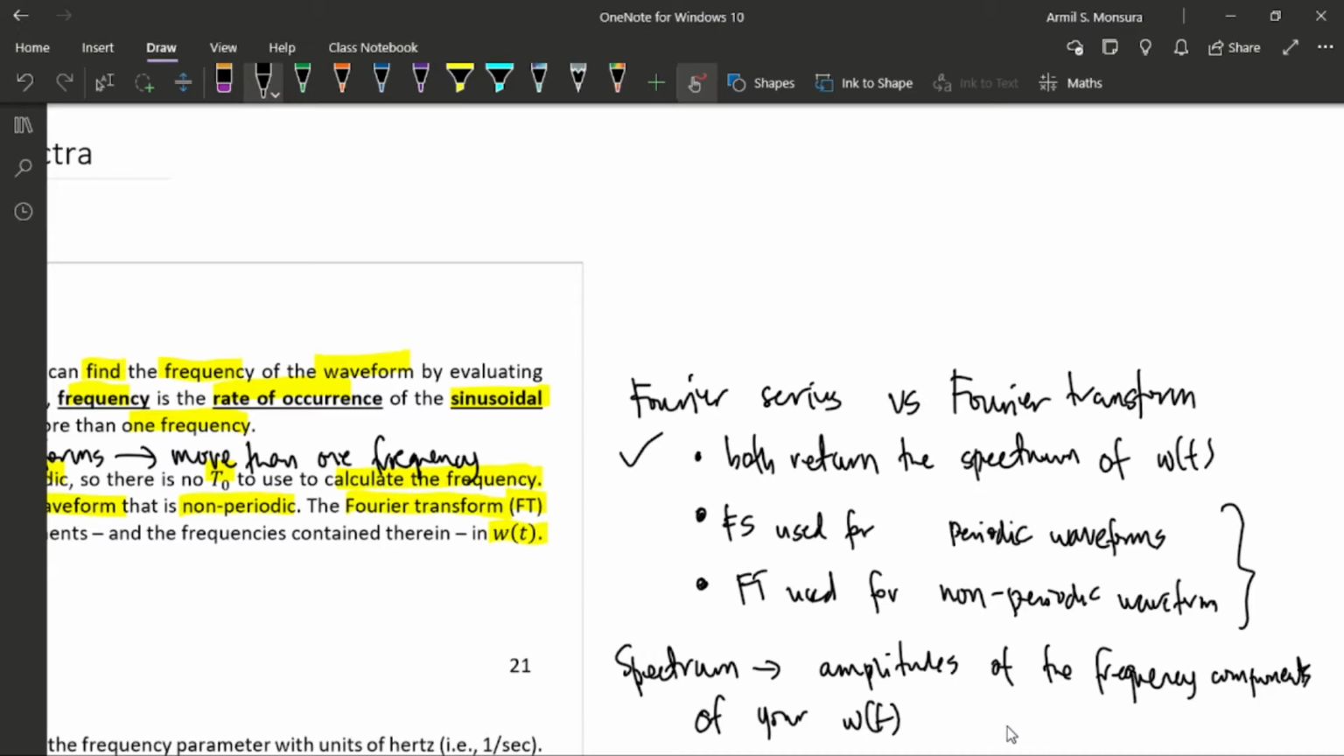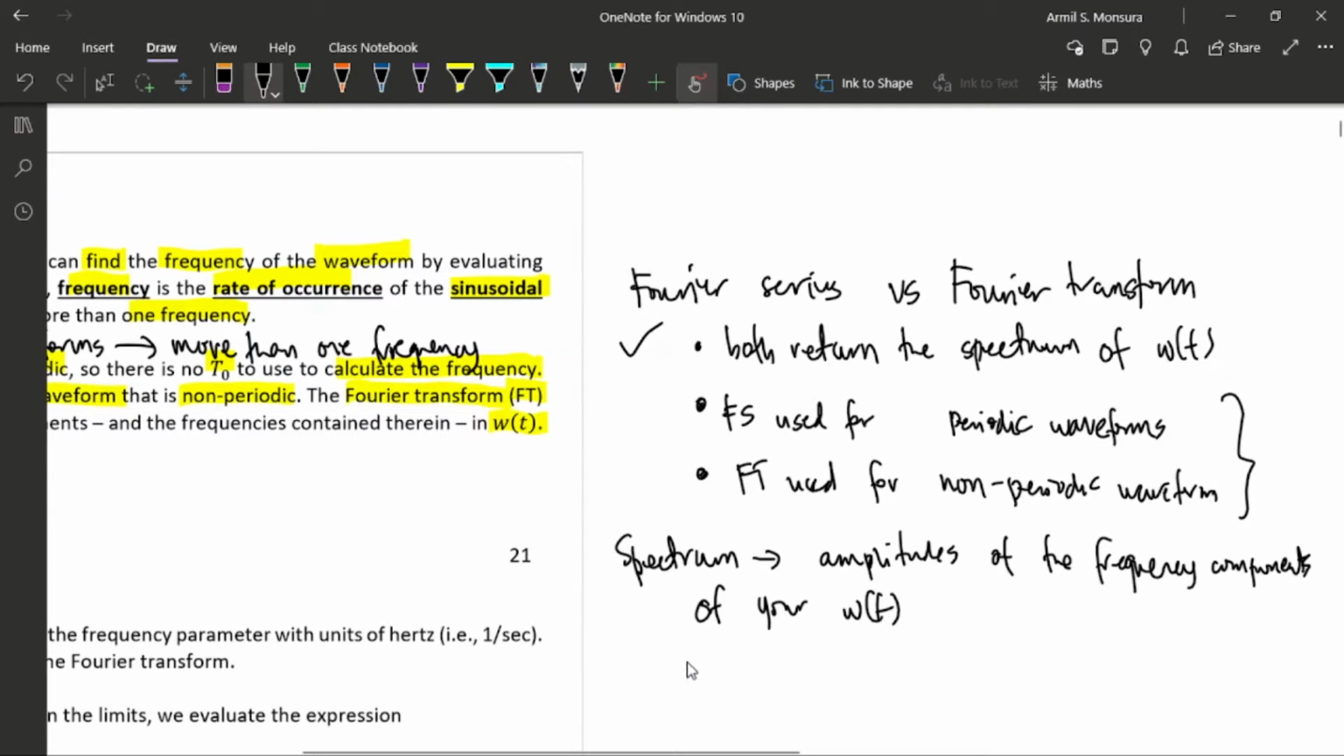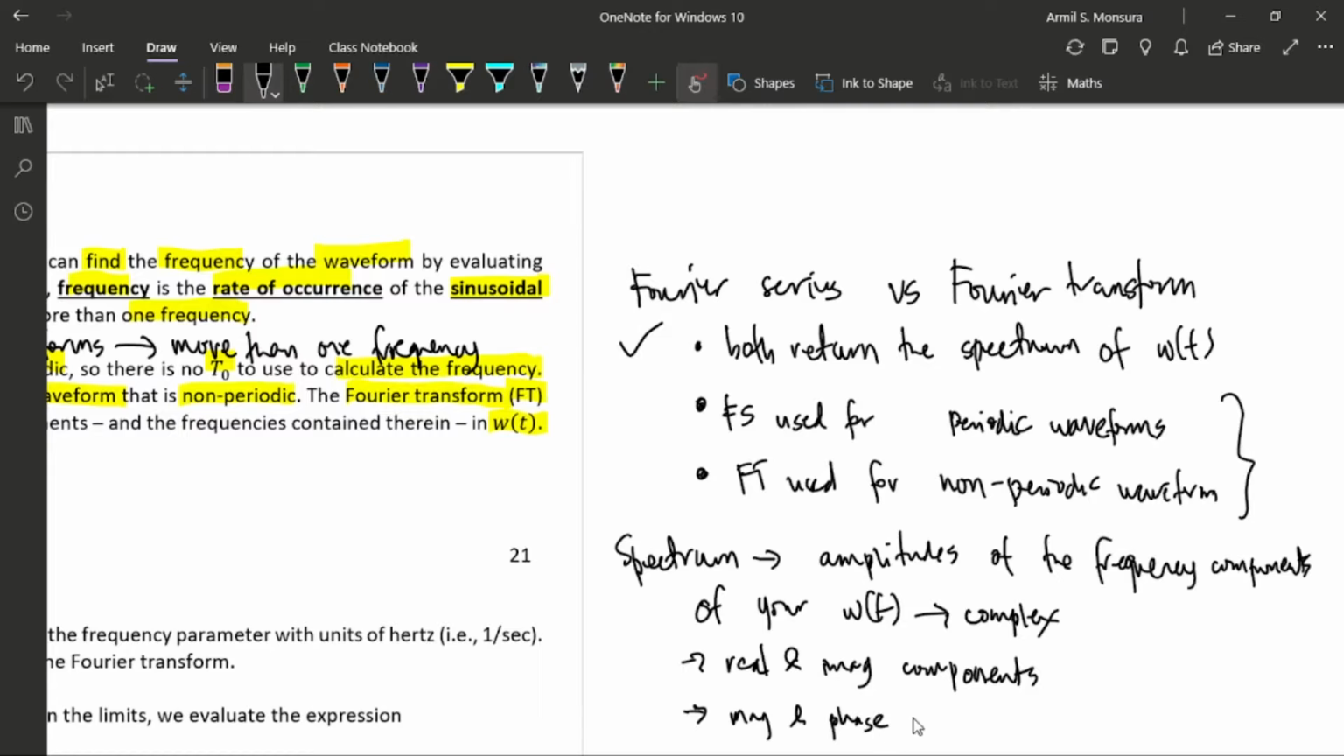Since the spectrum may be a complex number, remember that your spectrum is a complex number or a complex function. We can interpret the spectrum in terms of its real and imaginary components, or, in a more practical sense, we can analyze the complex spectrum of a waveform in terms of its magnitude and phase components.